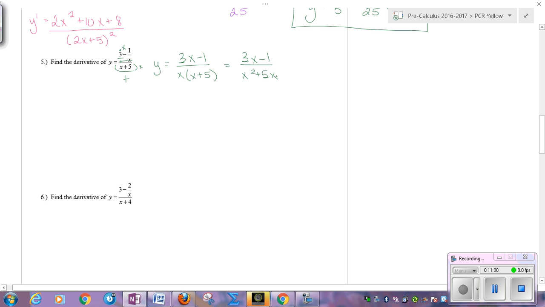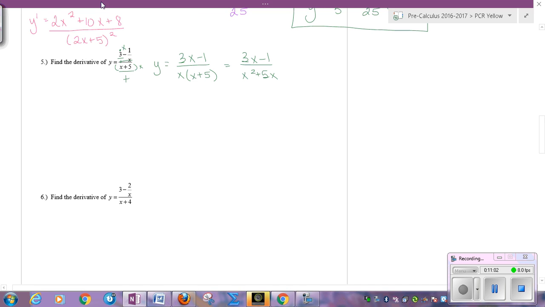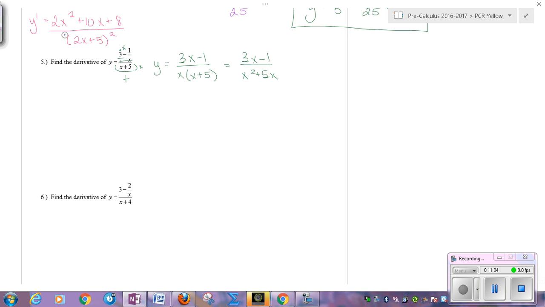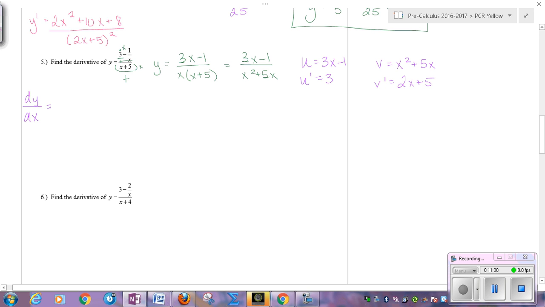Okay, now that I have it set up like that, I'm going to go ahead and use my quotient rule. If you have a complex fraction, like you do in number 6, I would suggest getting rid of the complex fraction first before you use your quotient rule. So in this case, u is 3x minus 1, u prime is 3. v is x squared plus 5x, v prime is 2x plus 5. Now you can go ahead and find your derivative using your quotient rule.